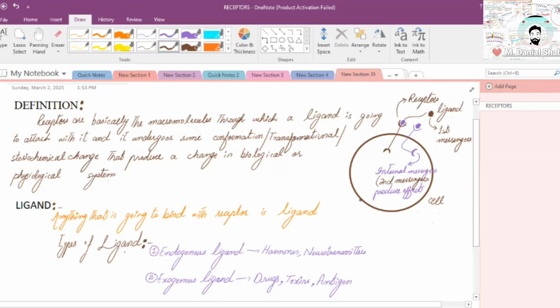I have told you the first messenger is the thing which is outside of the cell and it only binds with the receptor, and the receptor then undergoes conformational change and it produces effect by some other chemicals, those that are inside of the system or inside of the cell. These are second messengers. Okay, ये क्या होते हैं, second messenger, and these basically produce the effect.